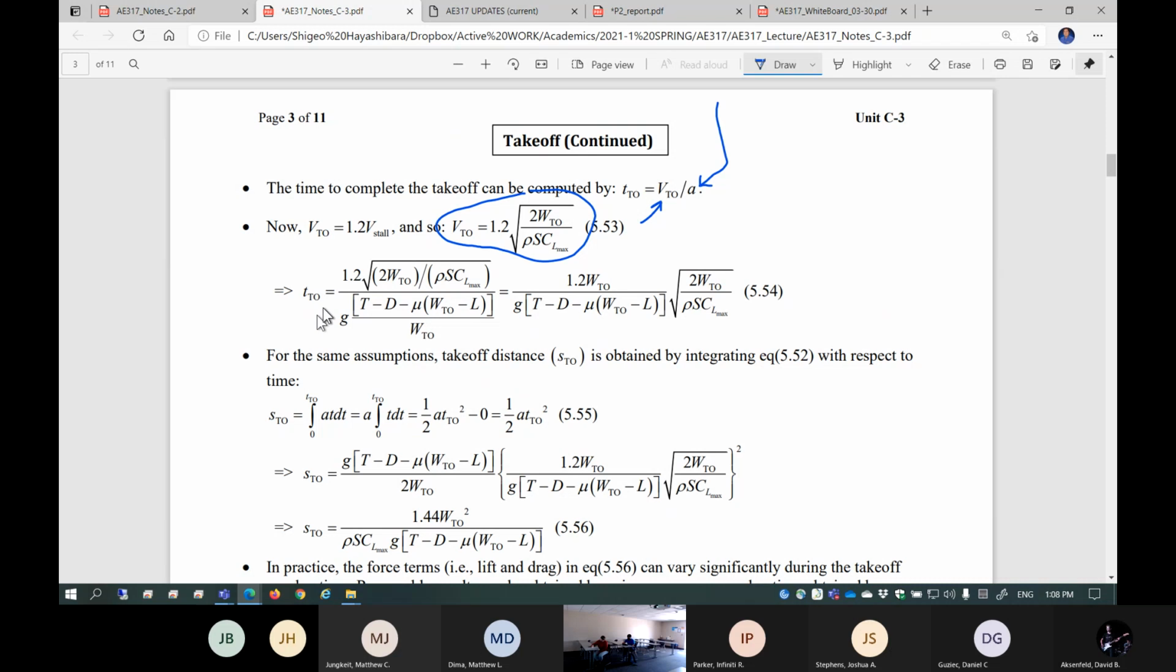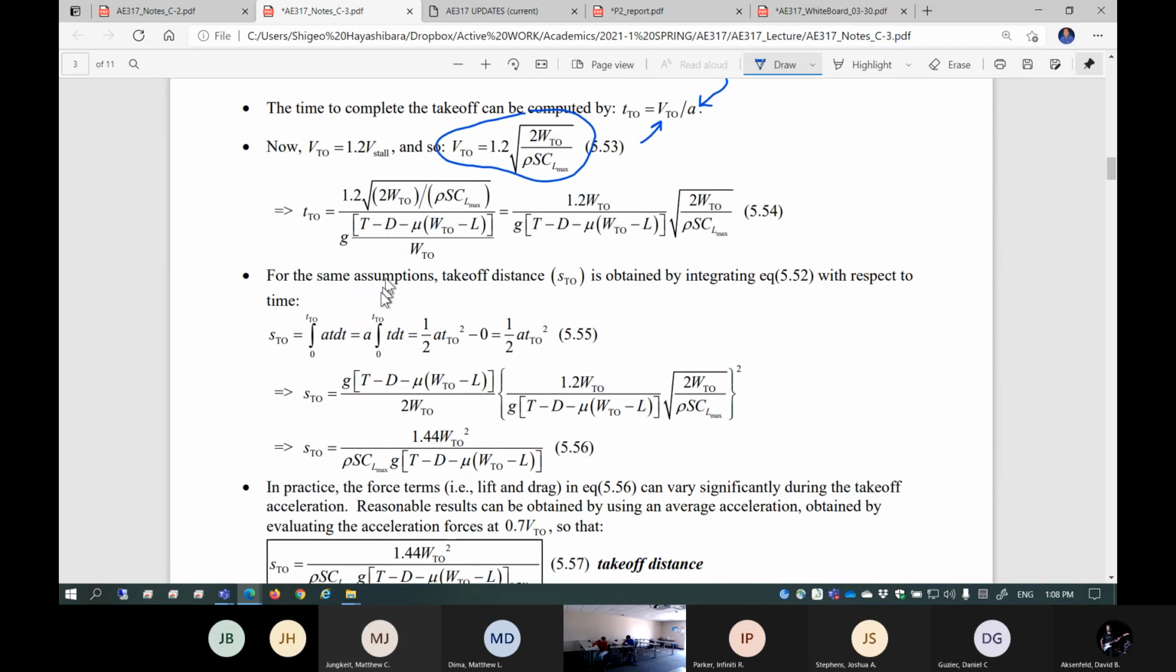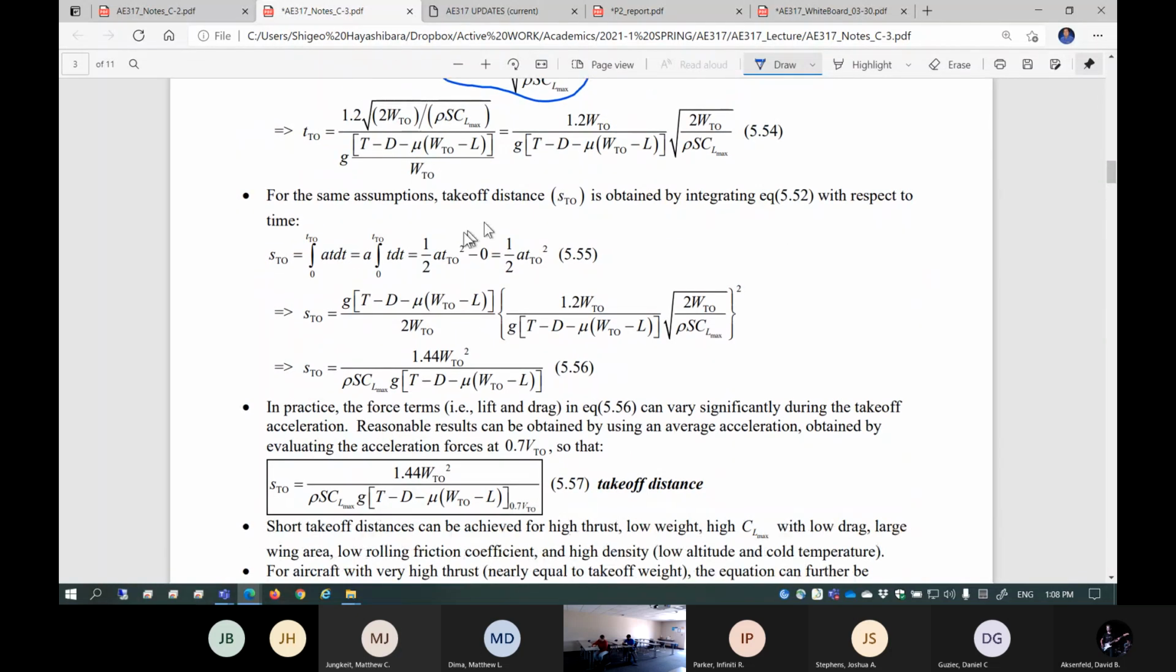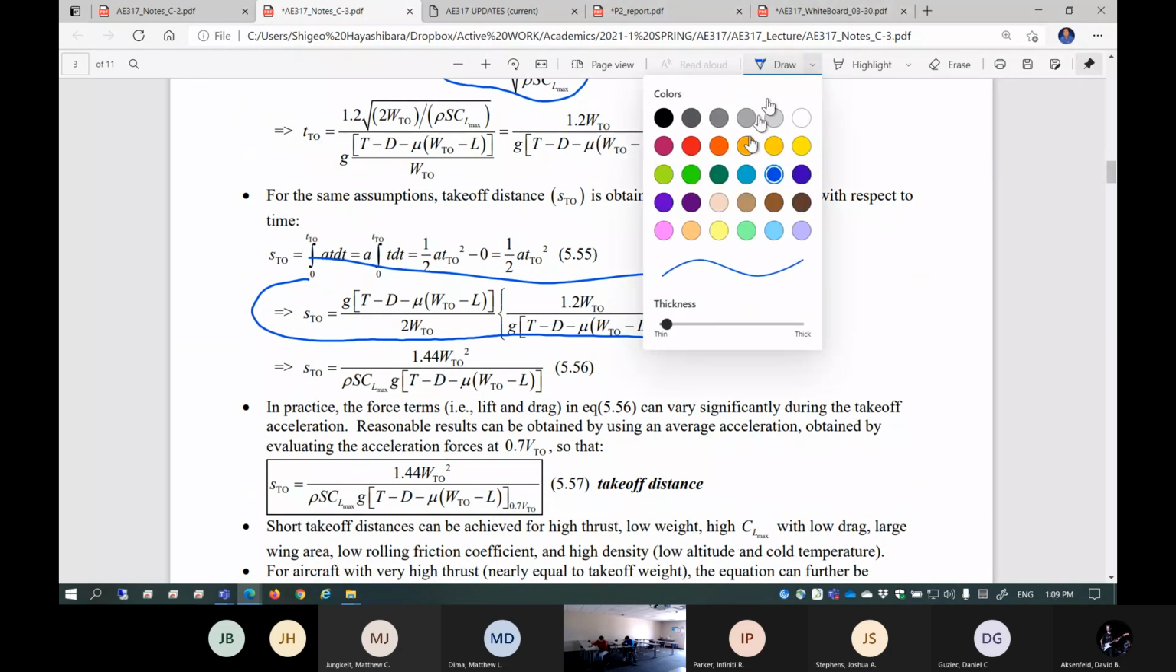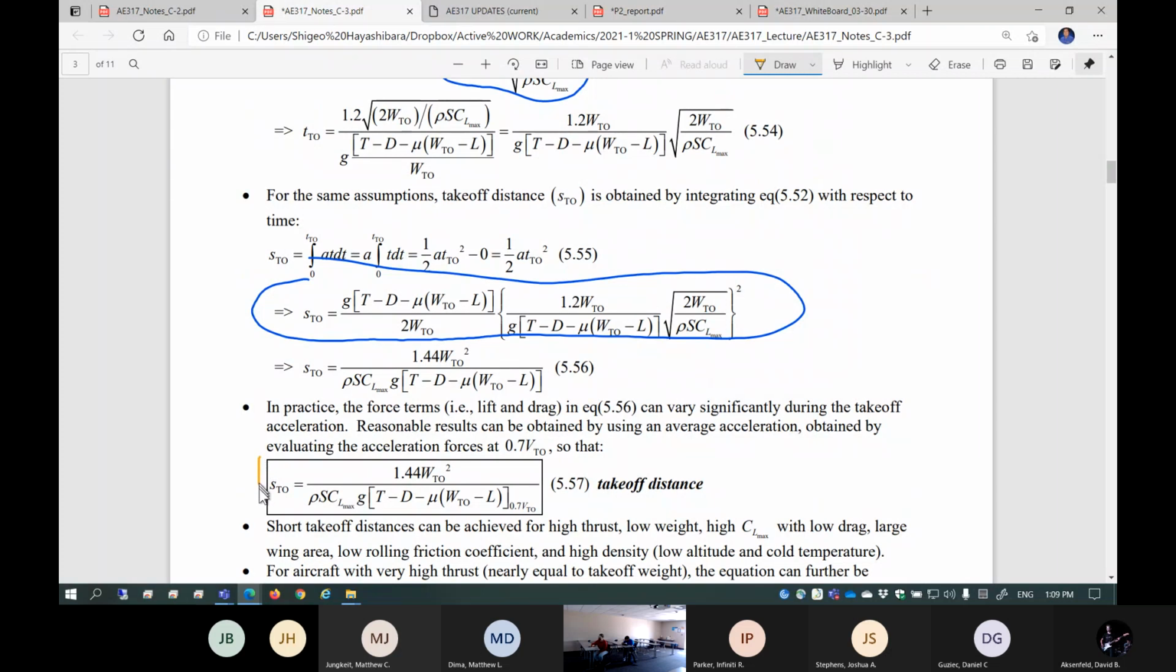Now, distance to takeoff, once again, is one half a t_TO squared. So this is time to takeoff squared multiplied by acceleration and one half. Everything's plugged in here. This is one half acceleration times time to takeoff squared. Then you simplify, and you come up with this equation. This is the distance to takeoff, S_TO. Takeoff distance.